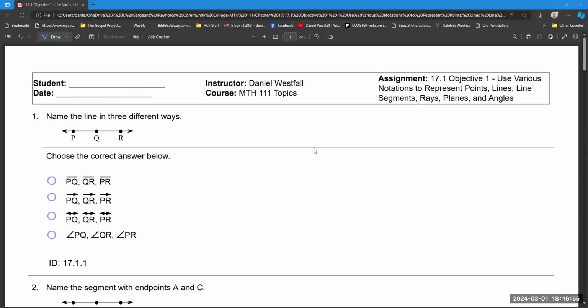So the first one is to name the line in 3 different ways. Any 2 points on the line will do to name the line, but the symbol for a line is right here, where it shows that it goes infinitely in both directions. This first one is the symbol for a line segment. That's not what we wanted. Second one is a symbol for a ray, which only goes infinitely in one direction. That's not what we wanted.